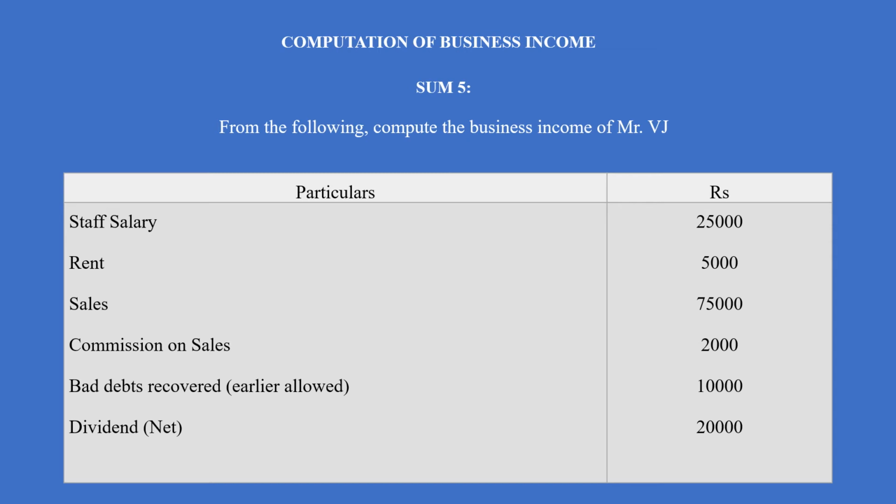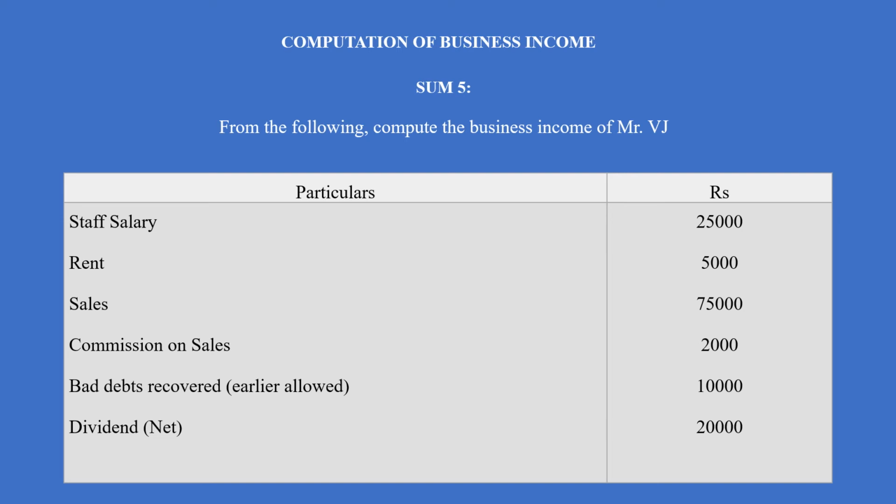Usually they will give you the profit and loss account and you will have to take the net profit and start off with the sum. But in this sum, net profit is not given. All the expenses of a business company are given to you. Like they are paying the salaries, they are paying rent, sales is happening. Commission on sales is given. Bad debts recovered is coming to you. And some kind of dividend income is also coming. So all this is what you get as information about the business.